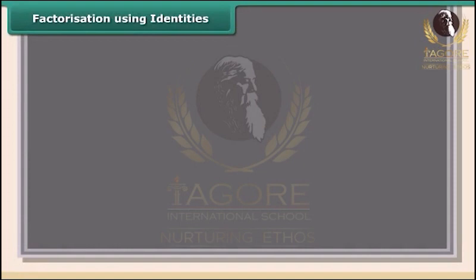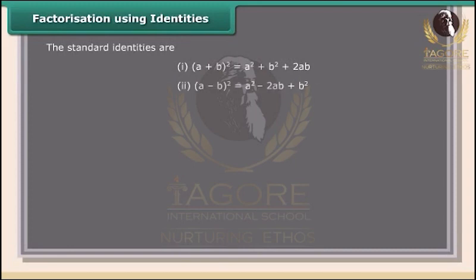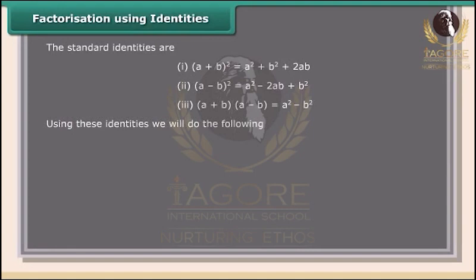Factorization using identities. The standard identities are: 1. a plus b whole square is equal to a square plus b square plus 2ab. 2. a minus b whole square is equal to a square minus 2ab plus b square. 3. a plus b into a minus b is equal to a square minus b square. Using these identities, we will do the following examples.